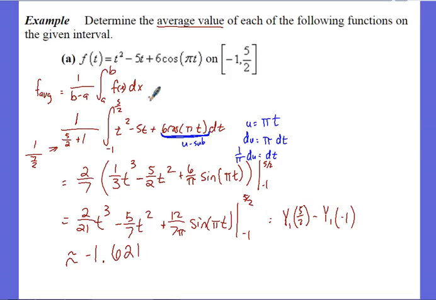So these represent x's, correct? From negative 1 to 5 halves, if I were to sit here and start plugging in negative 1 into this function, and then negative 0.99999, going the other way, and then trying to get to 5 halves, the average y value would be this. Does everybody understand that? That's what this is finding. It's finding the average function value.